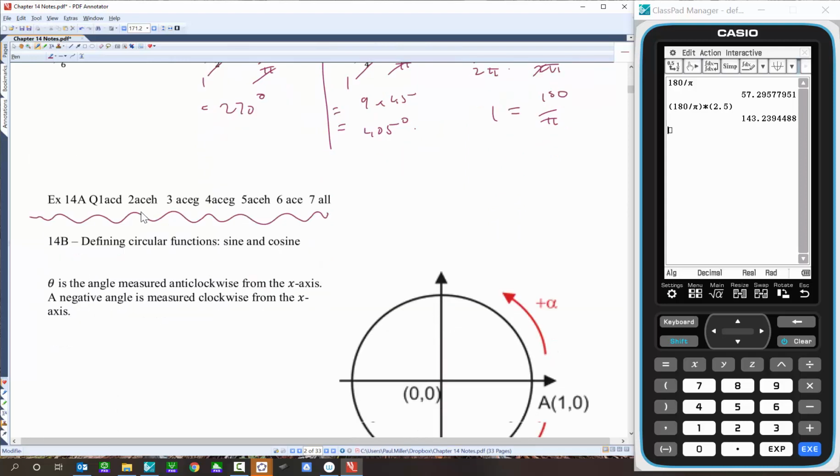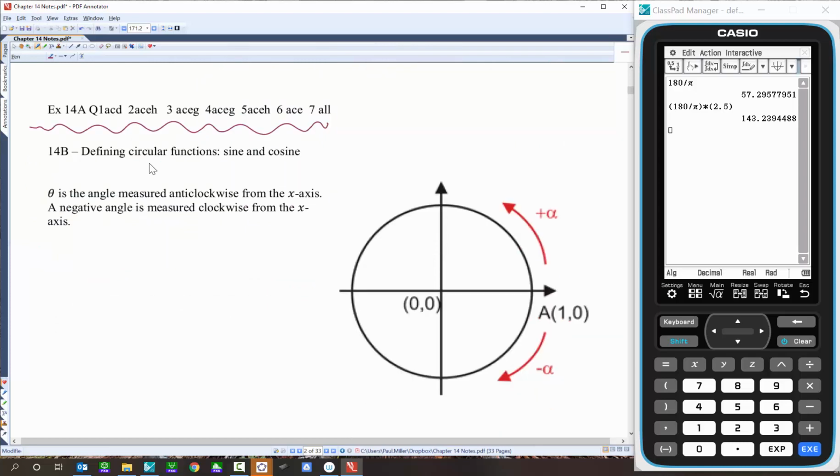All right, let's get stuck into 14B, where we'll define our circular functions, the sine and the cosine function. Theta is the angle measured anti-clockwise from the x-axis. A negative angle is measured clockwise from the x-axis. Whenever I want you to move around the unit circle, if theta, the distance that I want to go, is positive, I want you to go in an anti-clockwise direction. If it's negative, I want you to go in a clockwise direction.